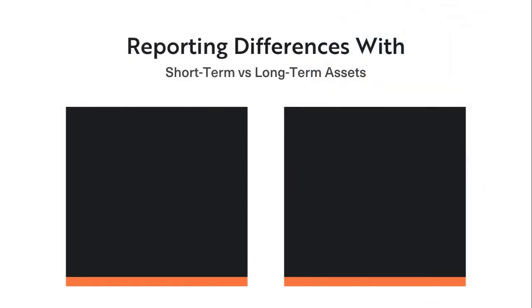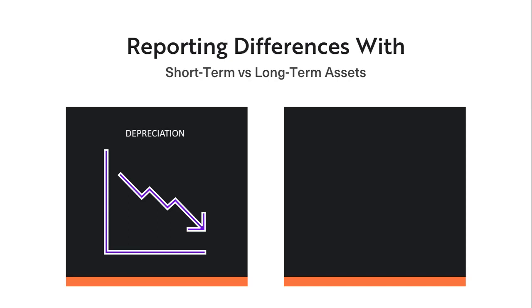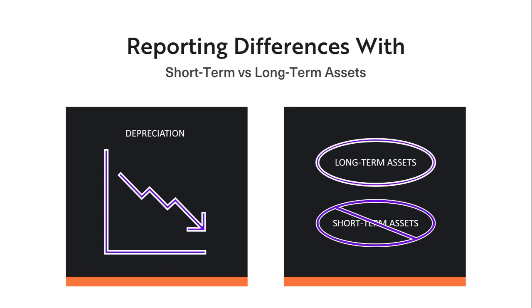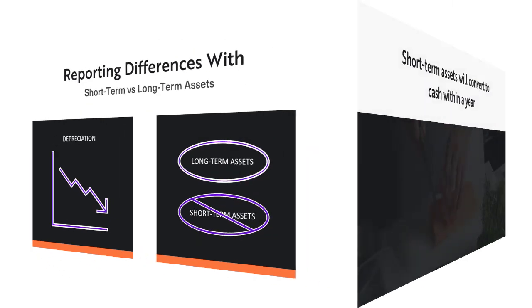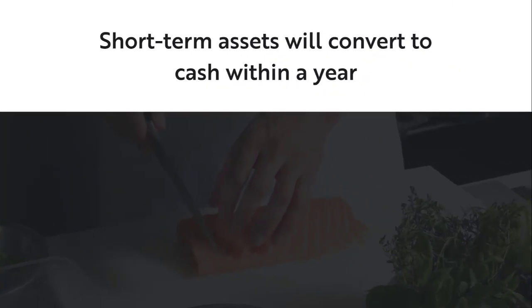Now, some of you may be wondering what are the reporting differences between these short-term versus long-term assets. The distinctions between the two are critical to understanding your financial reporting. Depreciation is a vital aspect that impacts long-term assets, but it does not impact short-term assets. So remember, your short-term assets will convert to cash within a year. This simple fact makes evaluating and reporting on their actual and projected value easier.